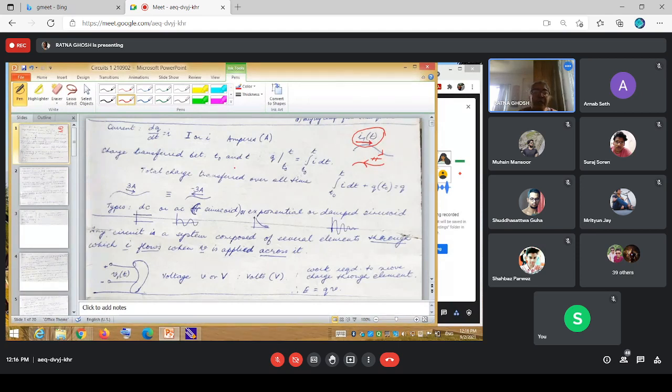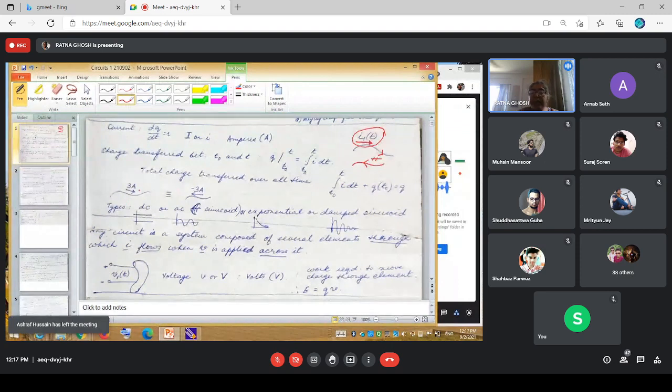Charge, when it is transferred between t0 and t, is naturally the integral of the current. So the integral from t0 to t of i dt is nothing but q(t) minus q(t0). So it's a lumped variable in that sense: total charge transferred over all time is the initial value at t0 plus the integral of the current over that particular duration of time. So that's q.